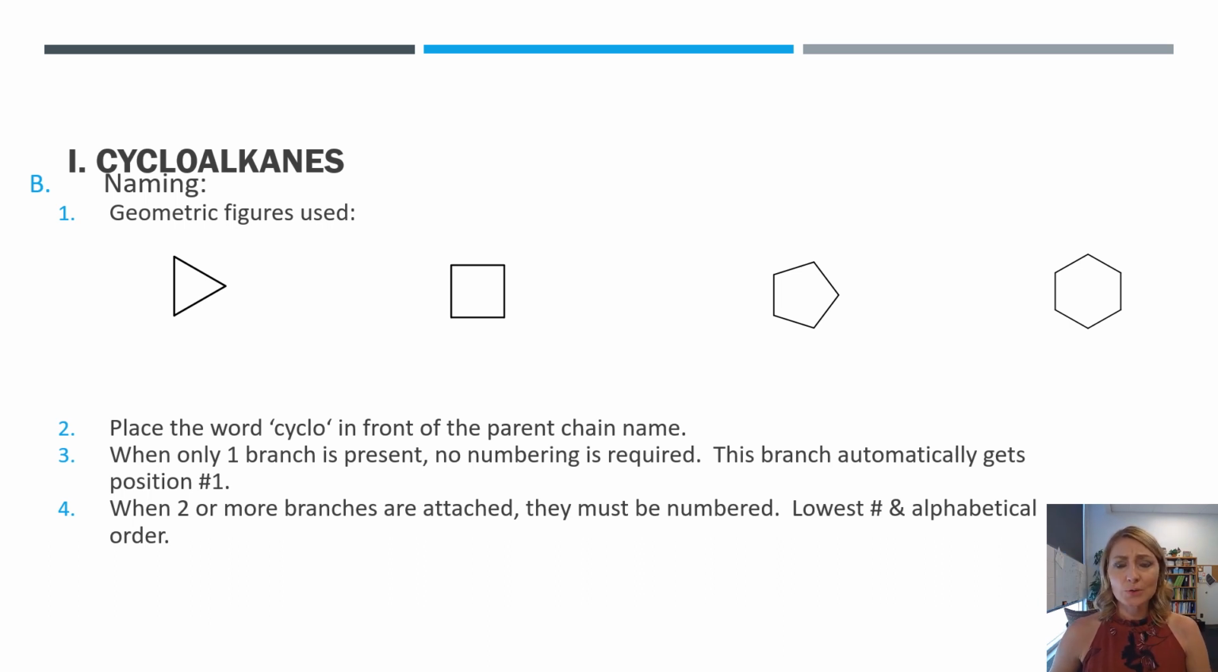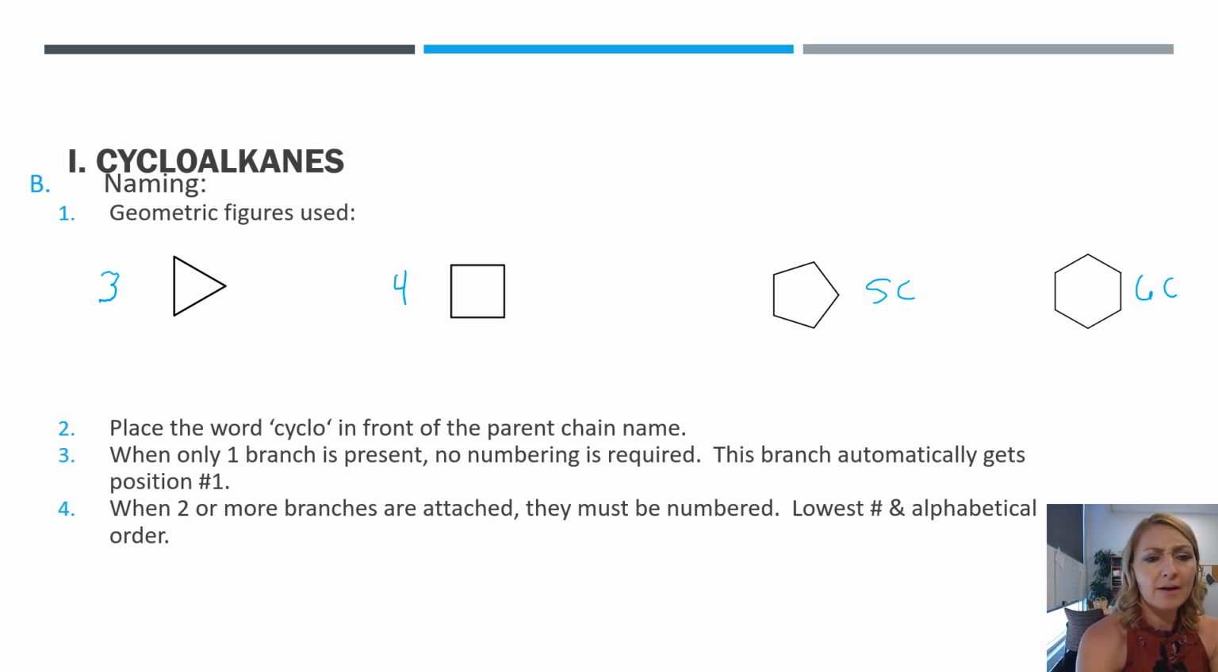All right, let's talk about naming, and let's also take a look at these structures. So usually when we're doing cyclic alkanes, these tend to look like geometric figures. We have a triangle and a square and a pentagon and a hexagon. So these are geometric shapes, and they represent a structure that has 3 carbons in its ring, 4 carbons, 5 carbons, and 6 carbons. So we'll practice our naming with these structures since they're basic at first, and then we'll move on to some more complicated examples.